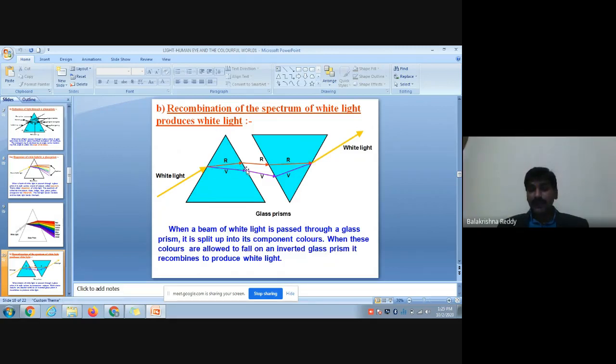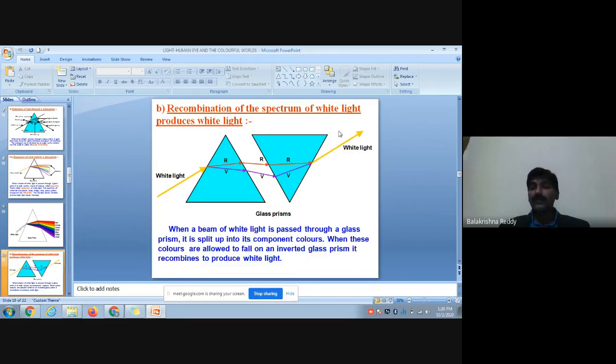start splitting, and after emergence also it will be split completely by bending towards the base. At the same time, it is entering the inverted prism, nothing but the second prism. The way it entered, it starts recombining slowly, and it gets recombined and emerges out away from the normal in the form of white color.